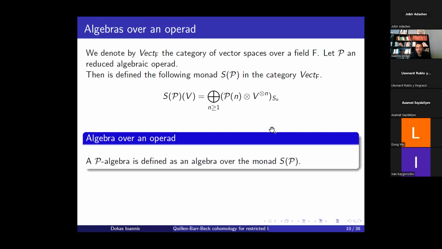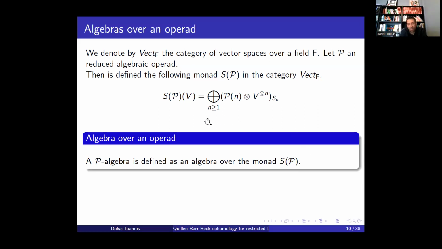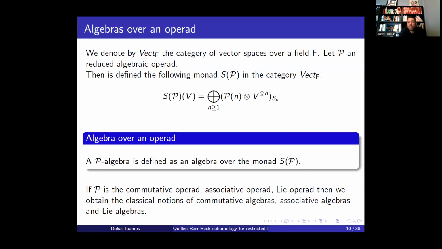Now, somebody can notice that if you take P to be the associative operad, then this formula gives you the tensor algebra on V. So you realize that from that you get the notion of associative algebra. Also, if you take the commutative operad, then here you get the symmetric algebra, and you get the commutative algebras. And also you can prove that if P is the Lie operad, then you get Lie algebras. So this is the way to recover all the classical algebraic structures with the theory of operads.